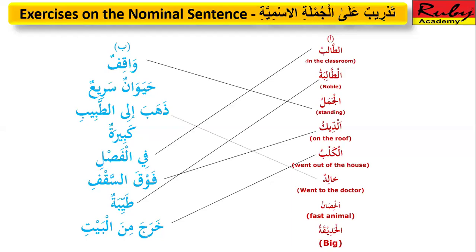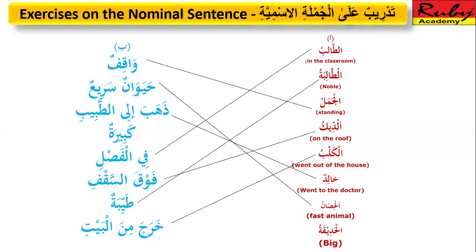So Khalid is mubtada because it's definite. Proper nouns are always definite. And dhahaba ila at-tabib is a jumlatul fi'liya, which is khabar. Now the next one, al-hisanu, the horse, haywanun sari'un, a fast animal. Al-hisanu is definite, so it is mubtada. Haywanun sari'un is a murakkab tawsifi, a descriptive phrase, which is khabar.